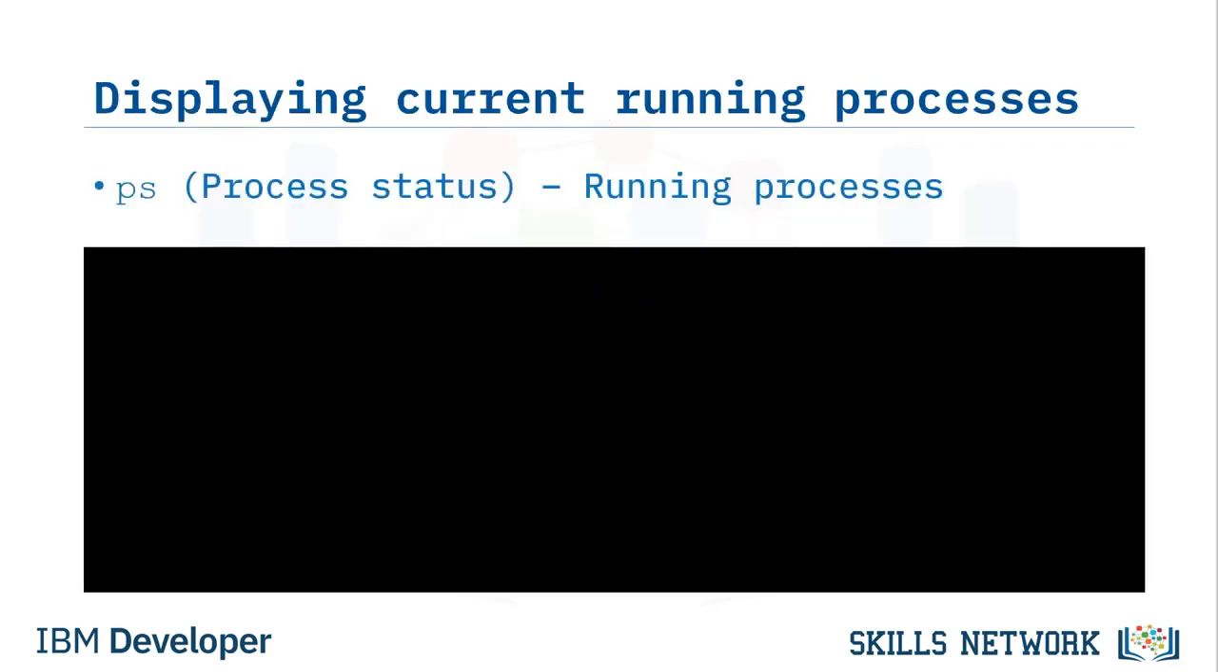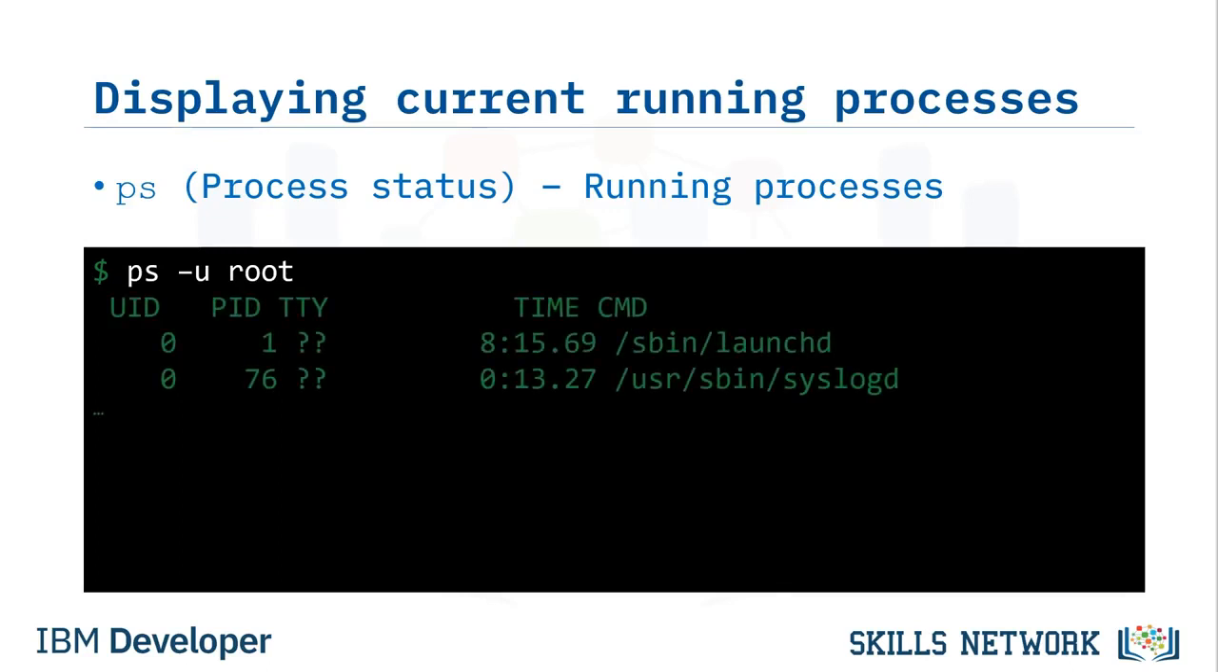The ps command will display the currently running processes. You can use the ps command with the -u root option to show only the processes running with root user privileges. This includes information such as the name of each running process, the process ID, and the time in minutes and seconds that each process has been running.